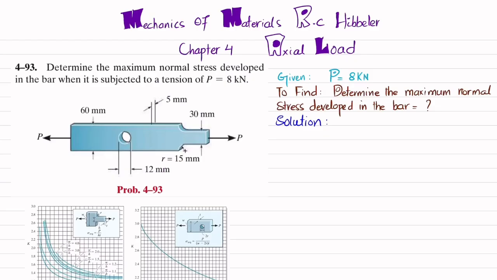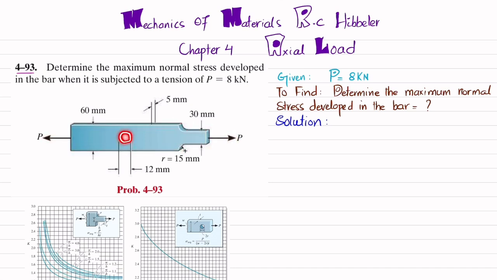Welcome back. In this video, we are going to solve problem 4-93 that is taken from chapter number 4, Axial Load, and book name is Mechanics of Material by R.C. Hibbeler. So statement is determine the maximum normal stress developed in the bar when it is subjected to tension of 8 kilonewton. So this is the bar you can see which is subjected to axial load of 8 kilonewton.